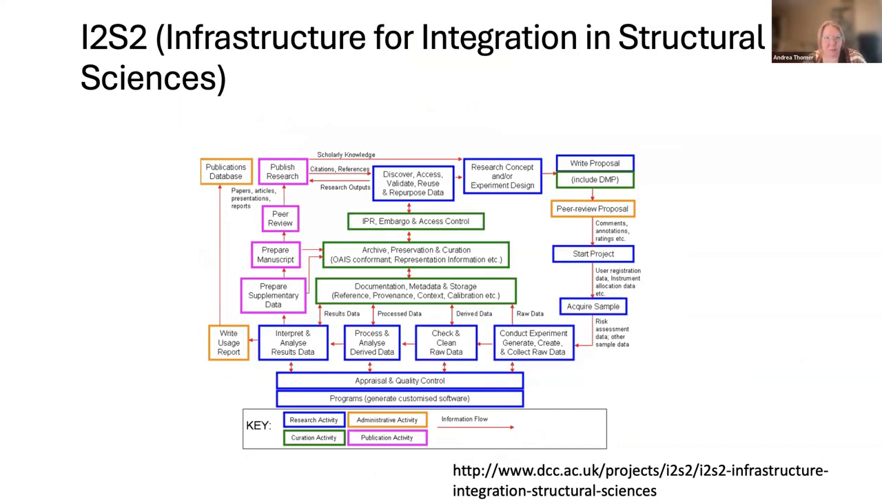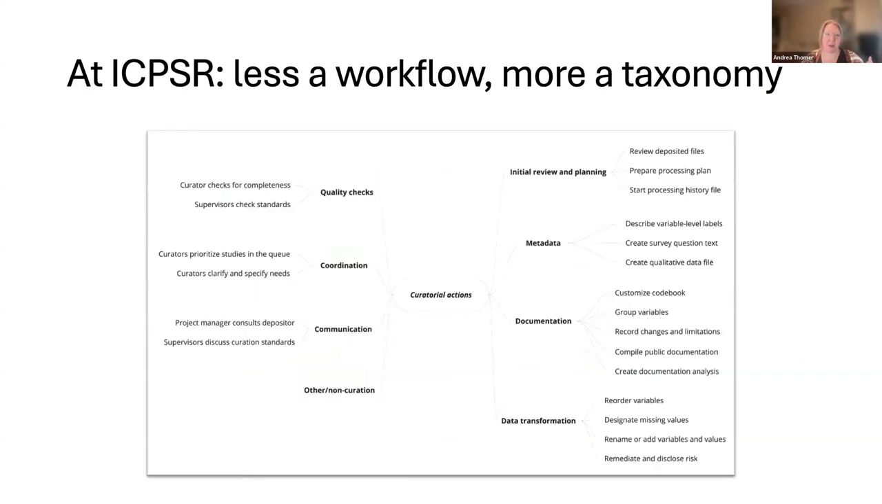And this is my favorite, most complicated one that I think I've found, from the Infrastructure for Integration and Structural Sciences. So we were kind of expecting to find something resembling a workflow in how the ICPSR curators talked about their processes. And what we discovered is that while there are set categories of tasks of work that they do, there's not necessarily a set sequence all the time. So we wound up producing less of a workflow, more of a taxonomy. And I'm sorry if this figure is a little bit hard to see. It is in the paper, so you can zoom in on it if you'd like.